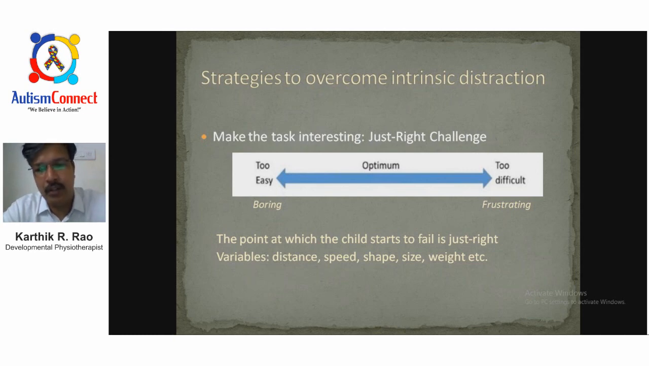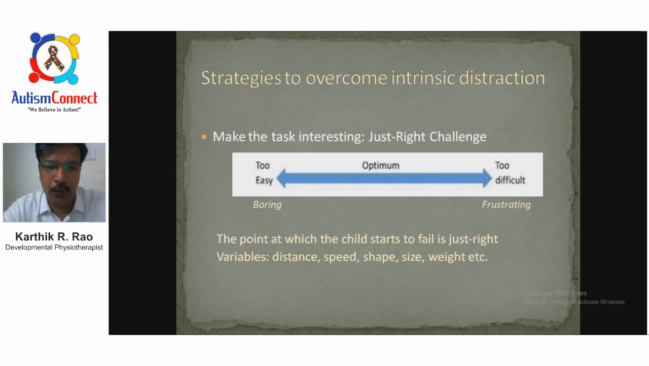It's that 4 feet may be just right for the child because he has so far practiced 2 and 3 feet, and 4 feet was the first point at which he started to fail. And now after practice, after keeping it there for some time, now he has mastered 4 feet, able to throw at a target at a distance of 4 feet. Now you will find that 4 feet has become easy for the child. Now you have to increase the distance to 4.5 or 5 feet. So the just right is not a fixed point. It has to be a dynamic point.